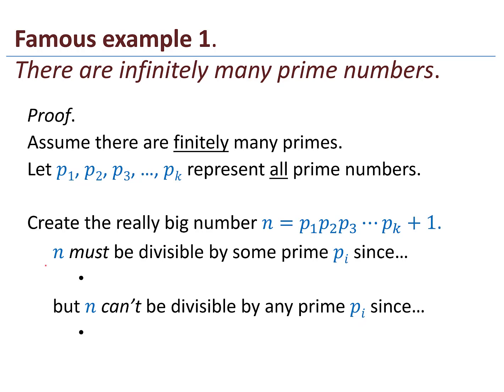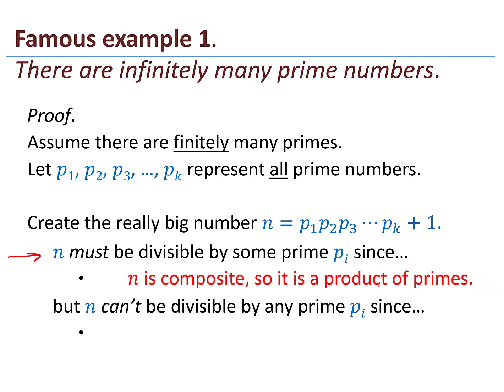He says, simultaneously, n must be divisible by some prime p sub i, and n can't be divisible by any prime p sub i. And so, what are these reasons? How about this first one? Why must it be the case that this big number n must be divisible by some prime p sub i?